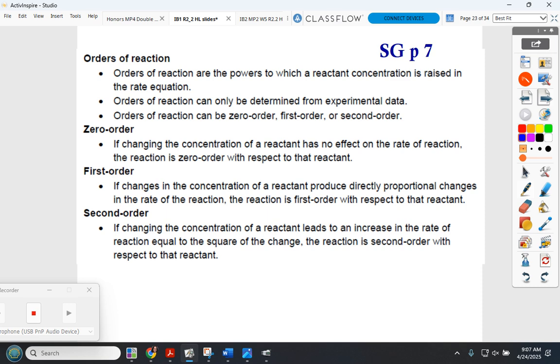First order is going to be with an exponent being 1, and it's a direct proportionality. As we increase the concentration, the reaction rate will increase. Second order, if it's a squared instead of to the power of 1 or to the power of 0, then that's going to increase the rate according to the square of the change of the concentration. Okay, so zero order, first order, second order. That, again, is going to be the number of the exponent.